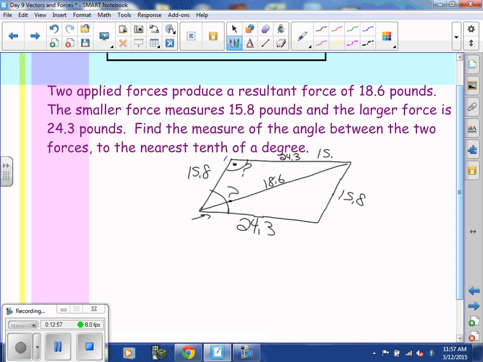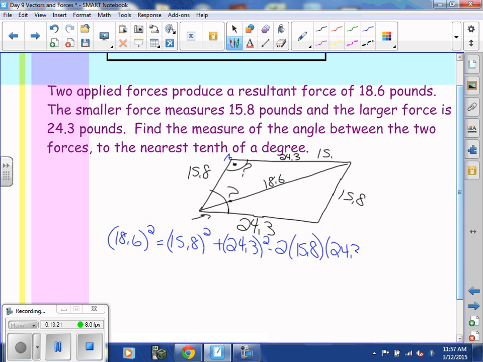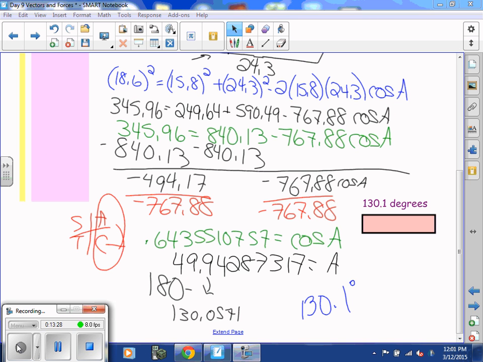I'll make that A so we can just have a reference point. So we have 18.6 squared. Do you see how these numbers are not pretty? Equals 15.8 squared plus 24.3 squared minus 2 times 15.8 times 24.3 cosine A. What's that? That's just to find the obtuse angle when you can the other one, right? Yeah. That's why we subtract it.